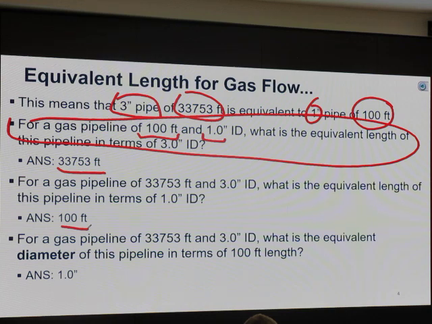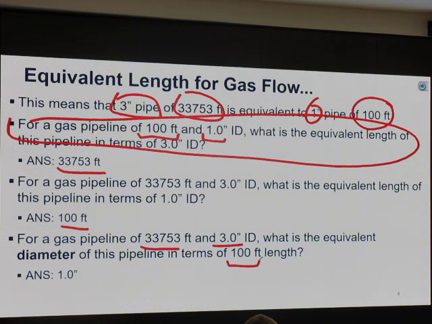Okay. The next concept is the equivalent diameter. For a gas pipeline of that long and that ID, what is the equivalent diameter of this pipe in terms of 100 feet long? So it will be what? 1 inch, right? The question will not be this. The question will be higher or shorter.